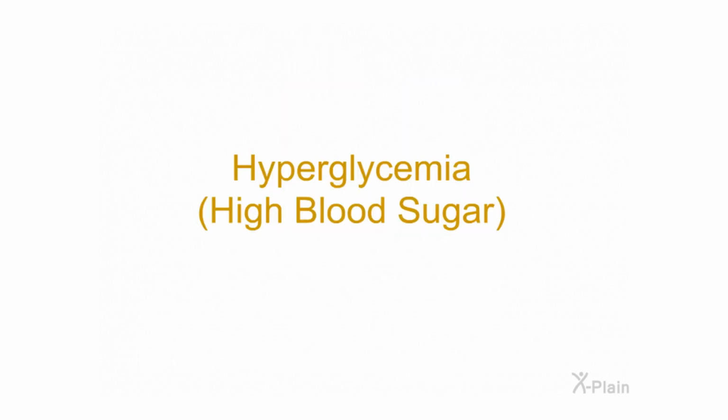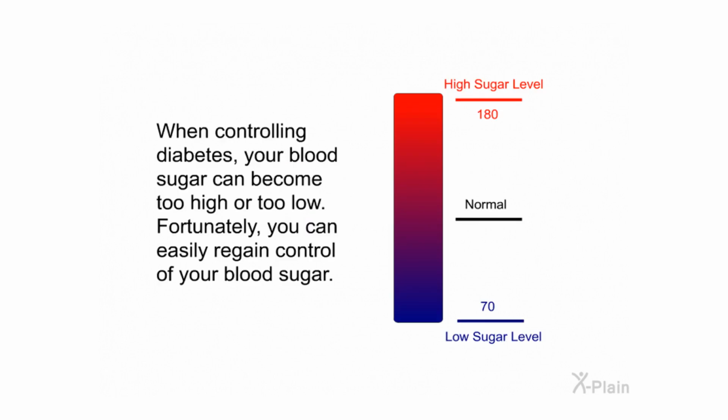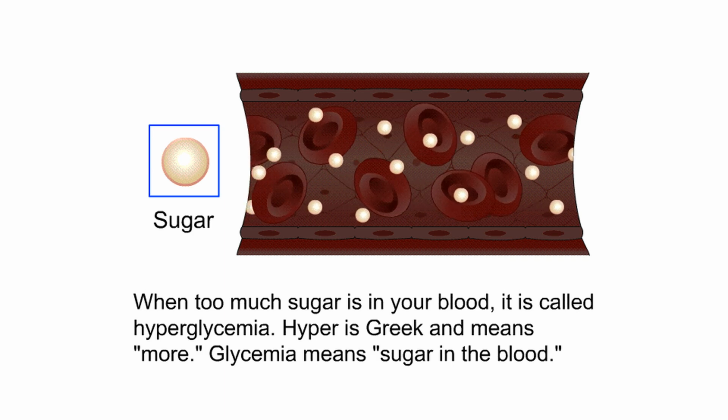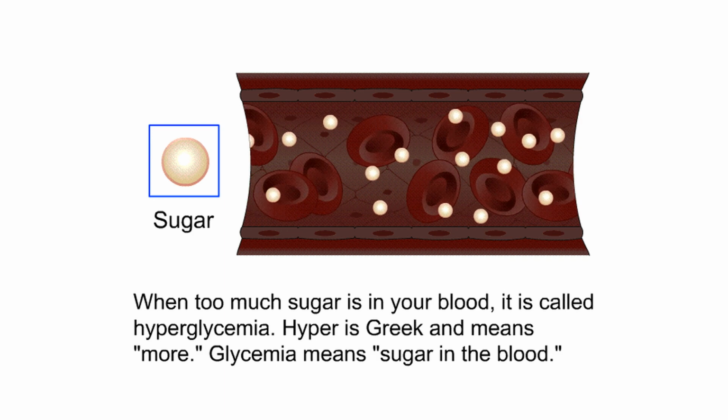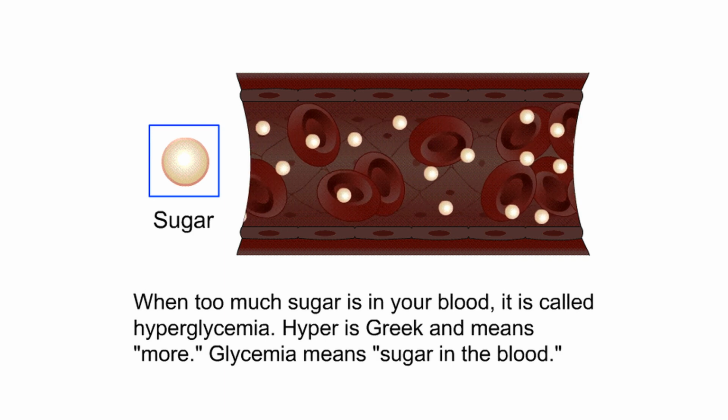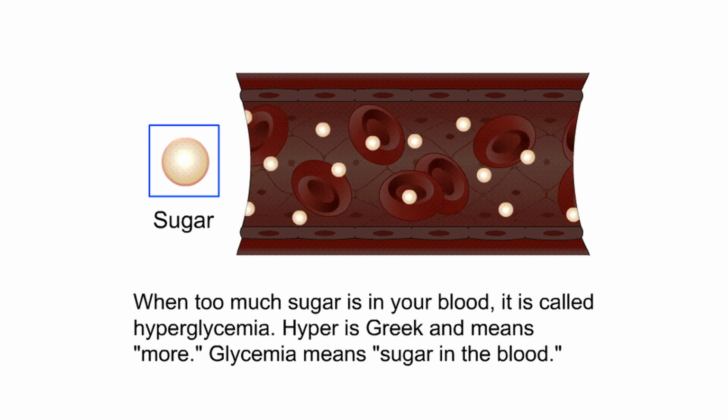Hyperglycemia, high blood sugar. When controlling diabetes, your blood sugar can become too high or too low. Fortunately, you can easily regain control of your blood sugar. When too much sugar is in your blood, it is called hyperglycemia. Hyper is Greek and means more. Glycemia means sugar in the blood.